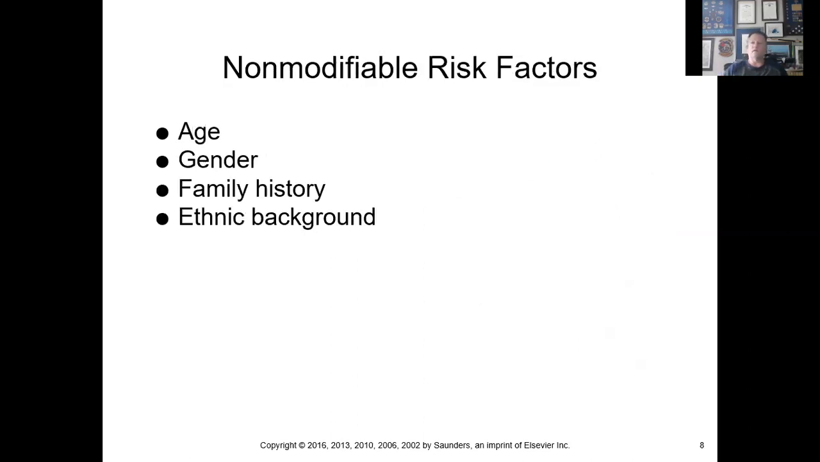Let's see. Non-modifiable risks. Age. The older you get, you can't change time. Gender. Males are still above females, but ladies are catching up due to their stress levels. Family history. Like my dad died at 50 from an acute MI, and I was only 22 years old at the time, and he passed that down to me. So I have a family history of coronary artery disease, and ethnic background.